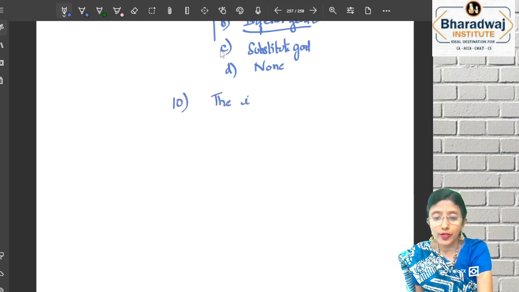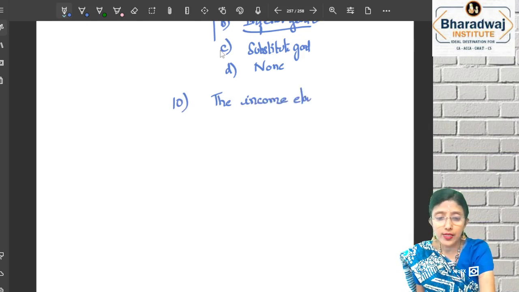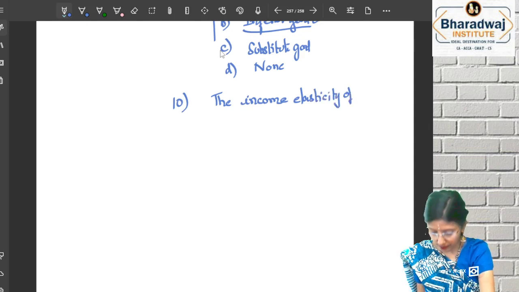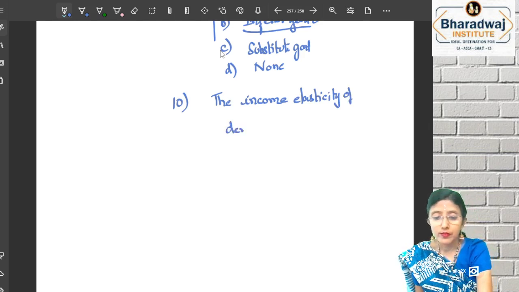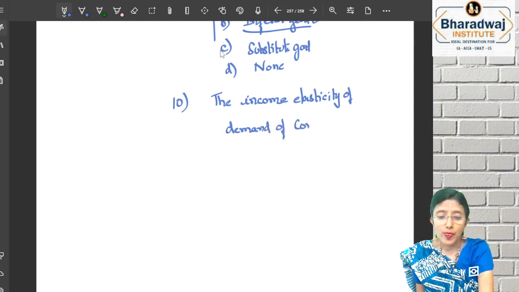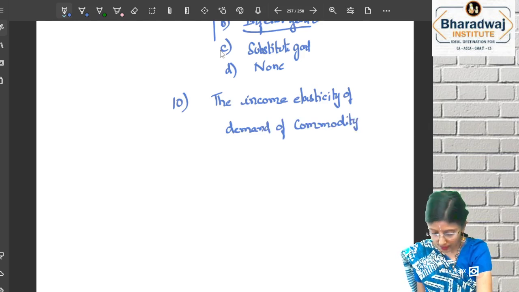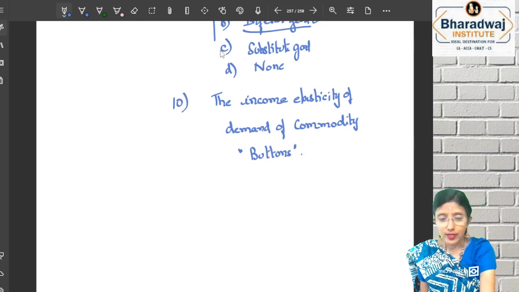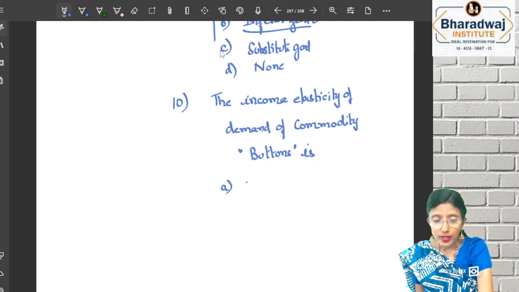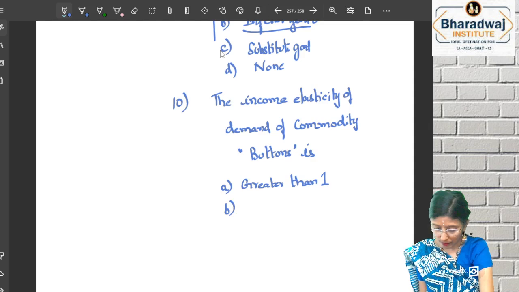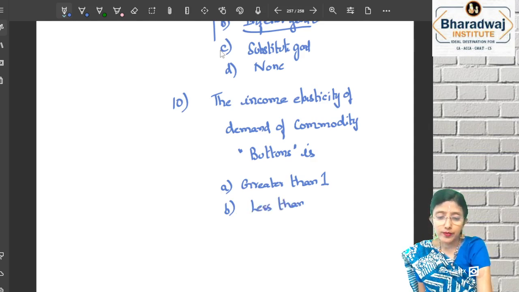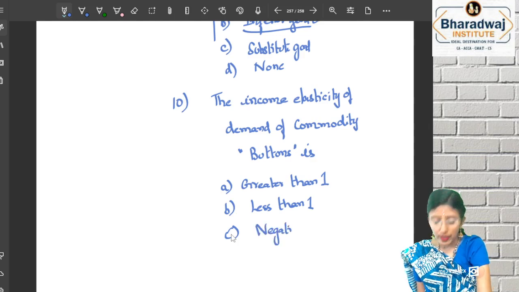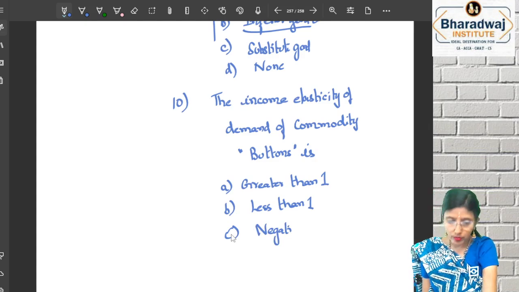The income elasticity of demand of one commodity, buttons, which is one favorite example they will give, is greater than 1, less than 1, negative, or zero.